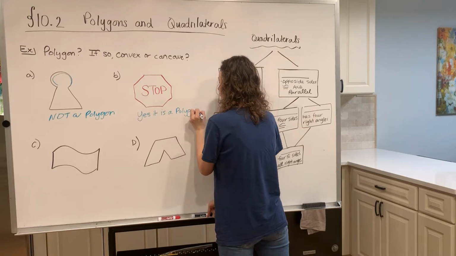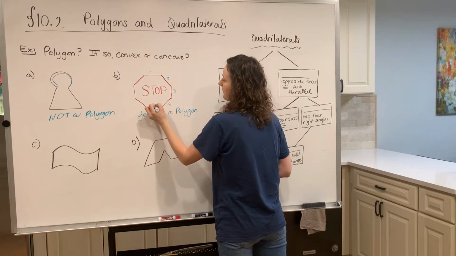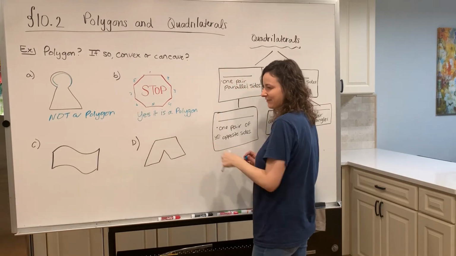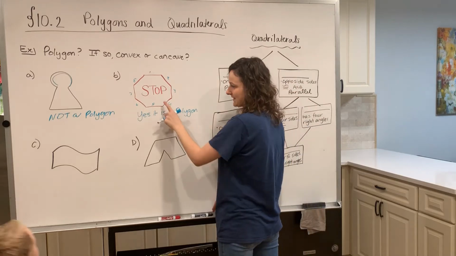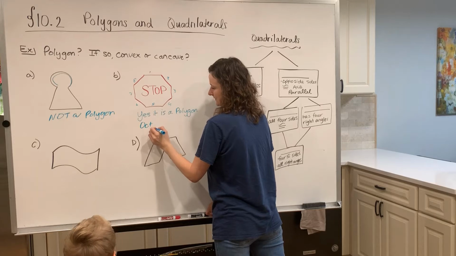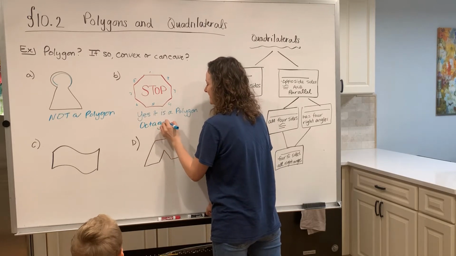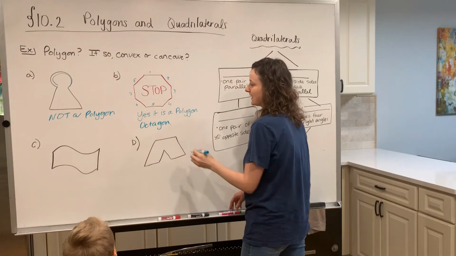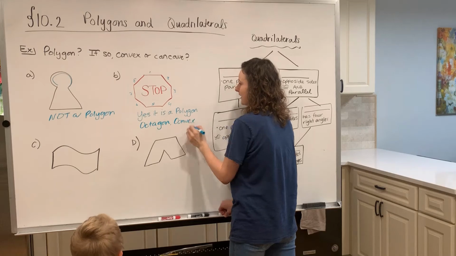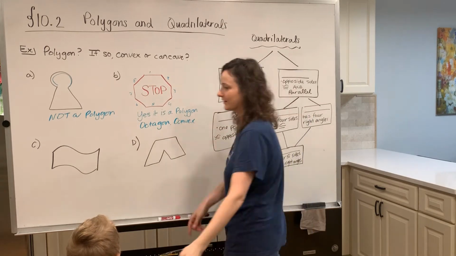We could classify it too by the number of sides. It has 1, 2, 3, 4, 5, 6, 7, 8 sides. And what's an 8-sided figure called? That has 8 sides? I think it's called an octagon. An octagon, yes. And this octagon here is convex.